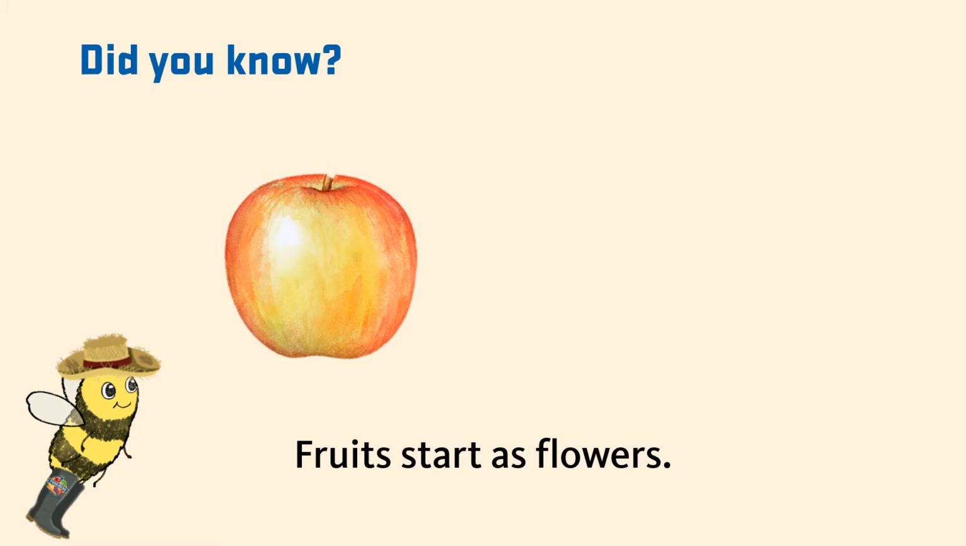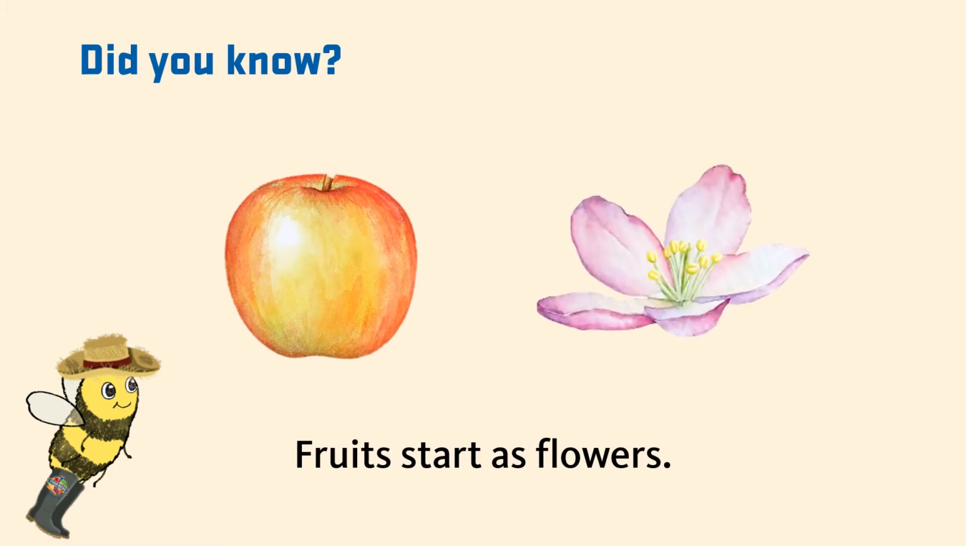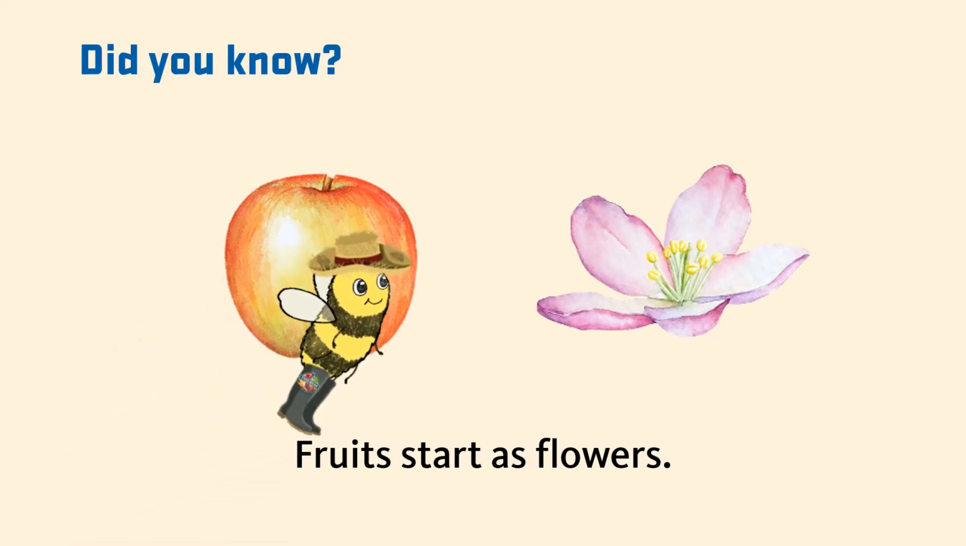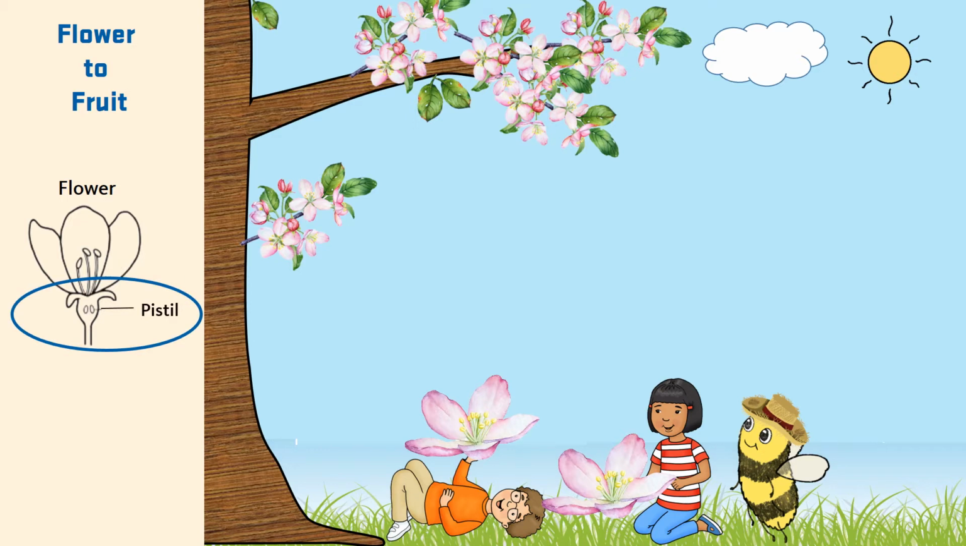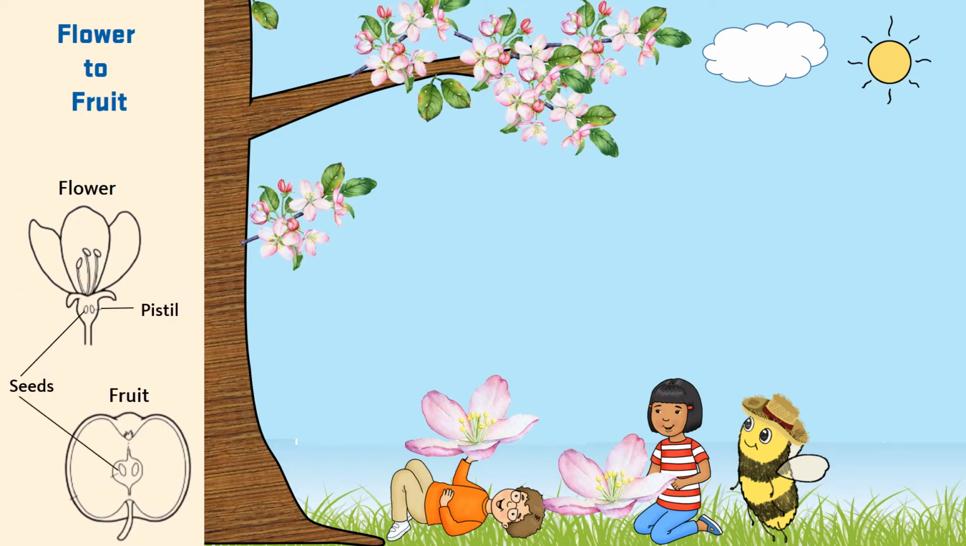Did you know all fruits start as flowers? Let's use an apple as an example to learn more about the process of how fruits grow. After the flowers of some plants have been pollinated by bees, the flower grows around the seed and forms a fruit. As the pistil grows into a fruit, it also grows seeds. The seeds are protected by the fruit as it grows. Let's watch this closely.